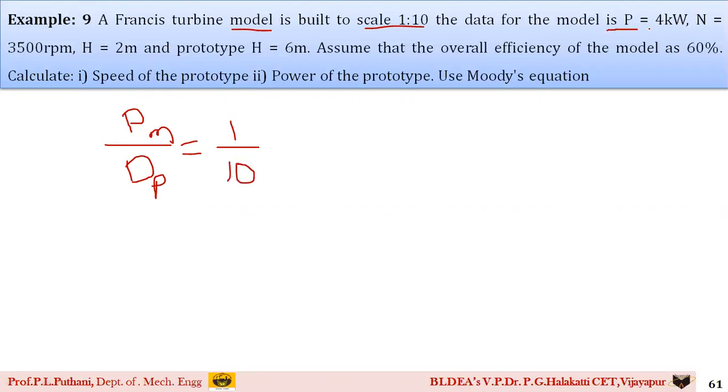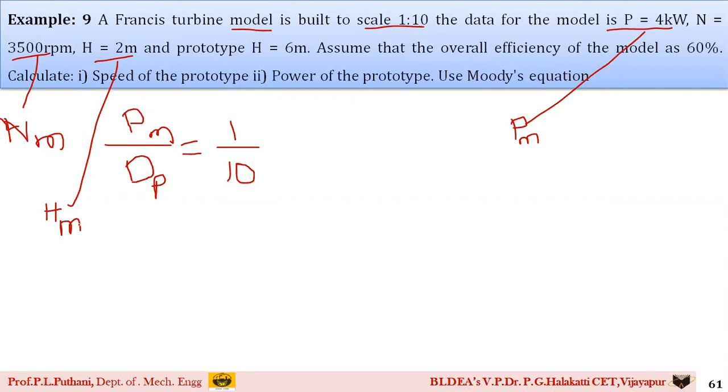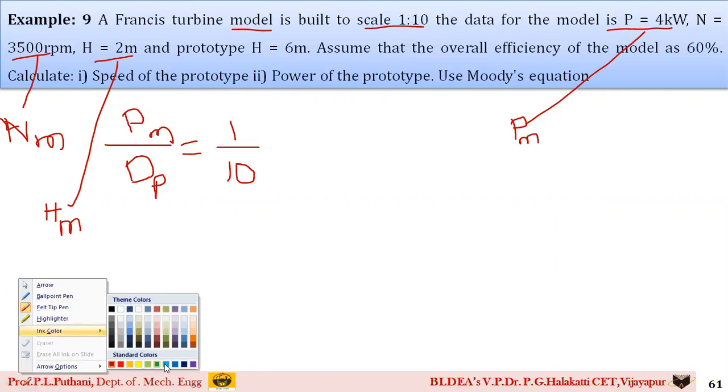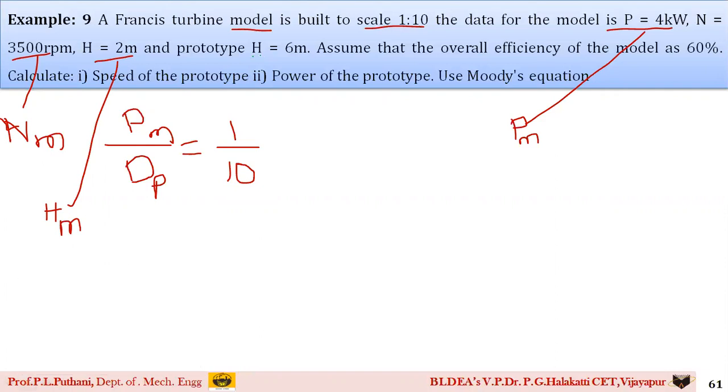It is built for the model with the power of 4 kilowatt, that is Pm. Then he has given the speed, its value is Nm, and the head of this model is 2 meters. Then the next sentence, he says the prototype head. The prototype head is represented as Hp.